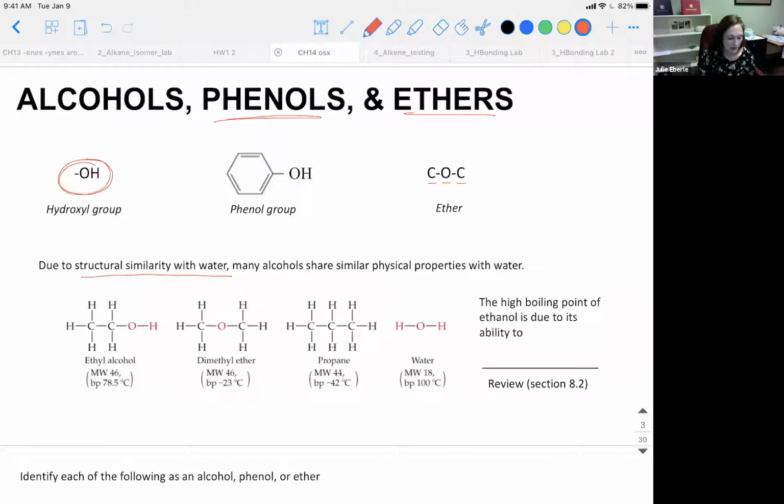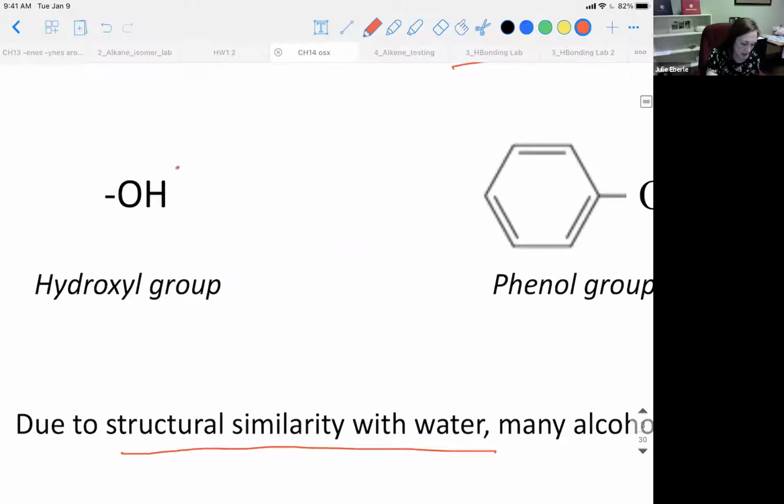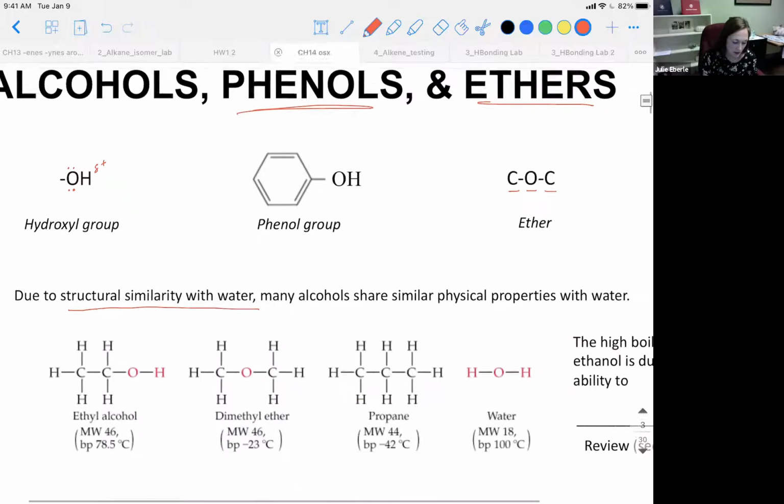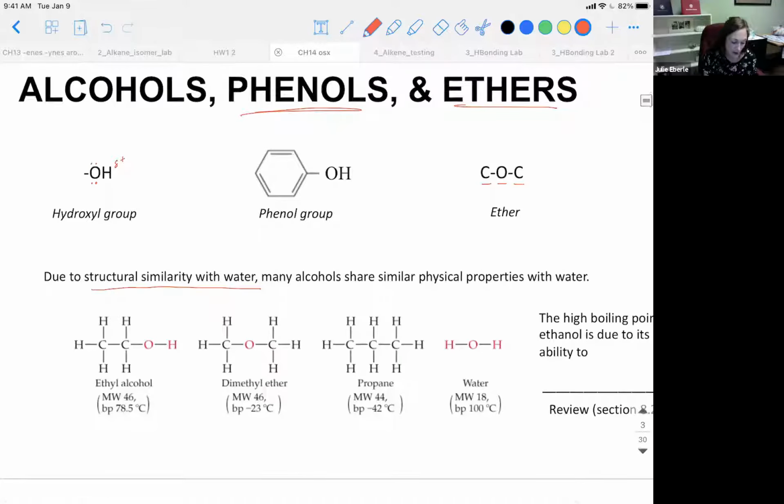So if we zoom in, this hydrogen is positively polarized, and then you've got these lone pairs on this oxygen, right? So we have everything we need for hydrogen bonding. They're very structurally similar to water, and due to that, many alcohols share similar physical properties with water because they look like water. So they're going to behave like water.